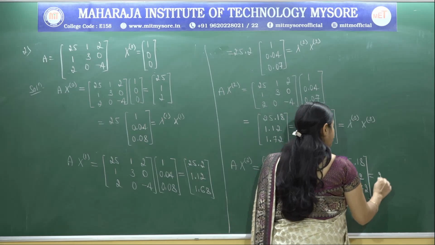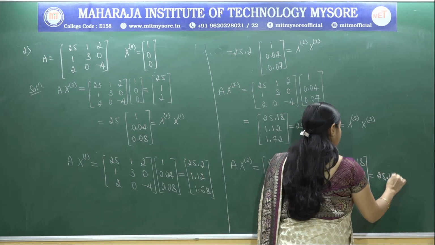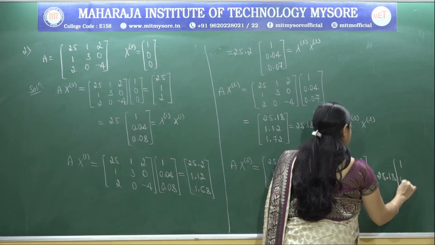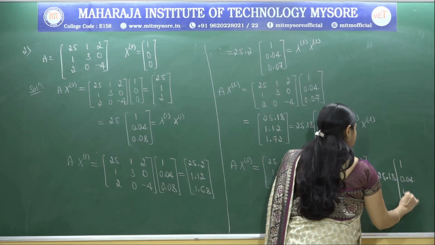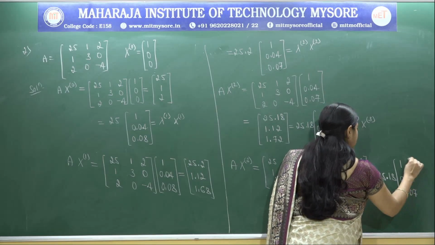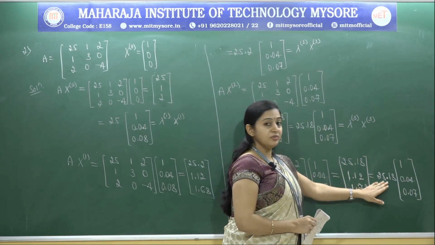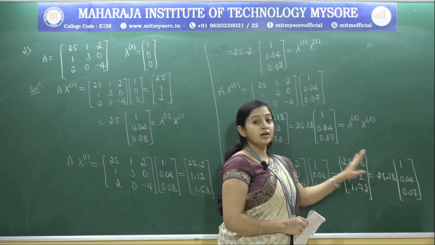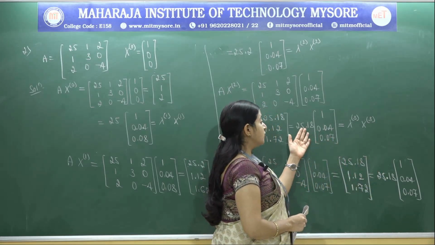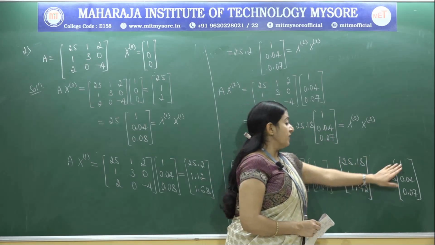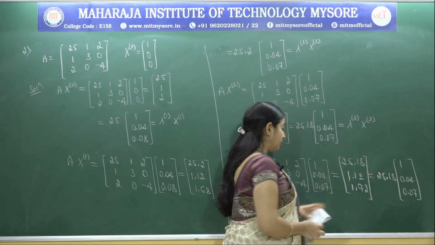So in that, the largest entry is 25.18. So we will get the first term as 1, second and third as 1.04 and 0.07. Since the previous one and this term, these entries are the same, I conclude that the largest eigenvalue is 25.18, and this is the corresponding eigenvector.